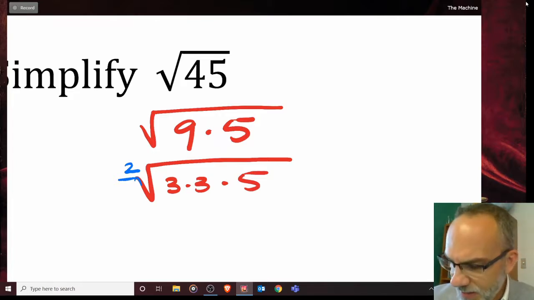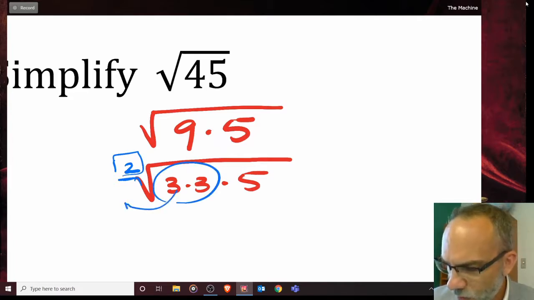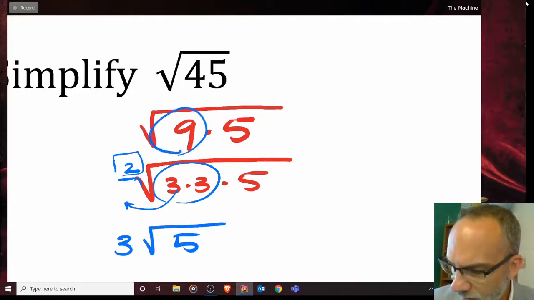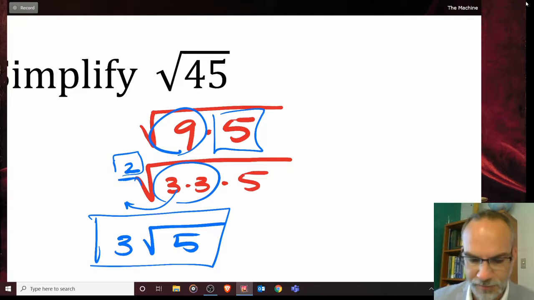What this means is, can I take out a pair of factors? Yeah, a pair right there. So when they come out from under the radical, I'm left with just 1. This is 3 then times the square root of 5. Or you can think about it this way. The square root of 9 is 3, and then what I've got left is the 5. Okay, so 3 square root of 5.